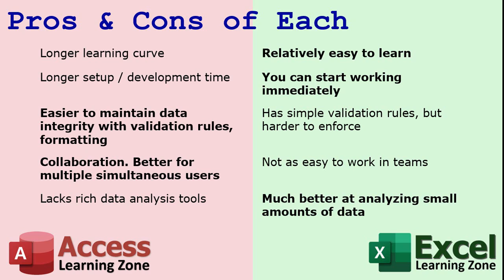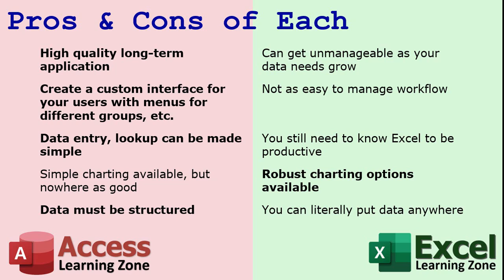Excel is much better at analyzing small amounts of data, whereas Access does lack rich data analysis tools. With Access, you can build a high-quality, long-term application. I've been running my business off the same database, granted with some updates, since 2002, and it's now 2020, so that's 18 years. I'm using basically the same core database. With Excel, your sheets can get unmanageable as your data needs grow. I've got 40-some thousand customers in my database. An Excel sheet with 40,000 rows is tough to work with.